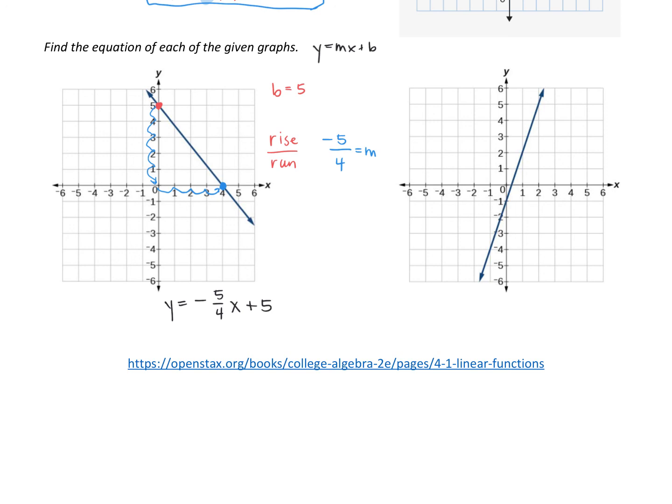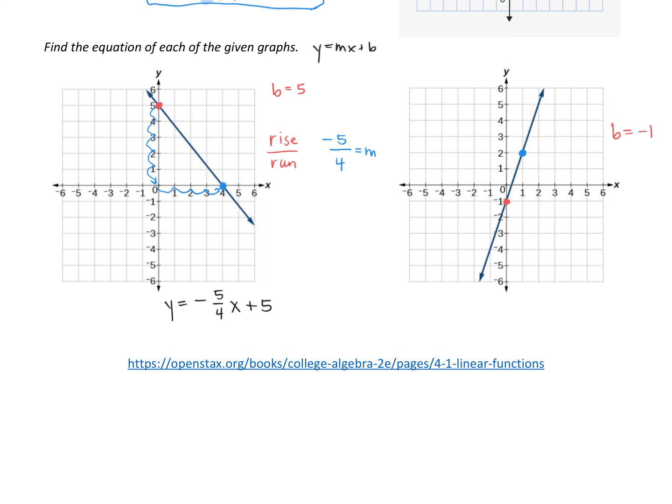All right, let's look at the one on the right. So again, we're going to start by finding the y-intercept. This one looks like it crosses at -1. That means b is -1. I'm going to find another point. It looks like it crosses here, right, at 1, 2. So I'm going to figure out how do I move from the red dot to the blue dot.